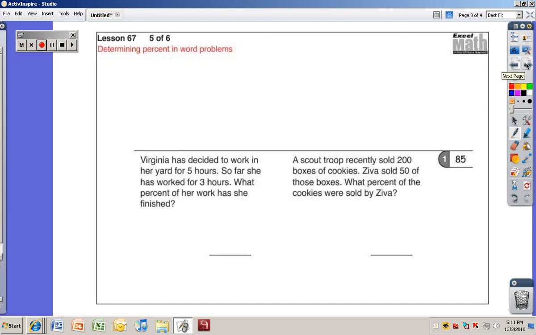Virginia has decided to work in her yard for 5 hours. So far she has worked 3 hours. What percent of her work has she finished? She has finished 3/5 of her work. To change that to a percent, we change it to out of 100. 5 times 20 is 100, so 3 times 20 is 60. She's finished 60% of her work.